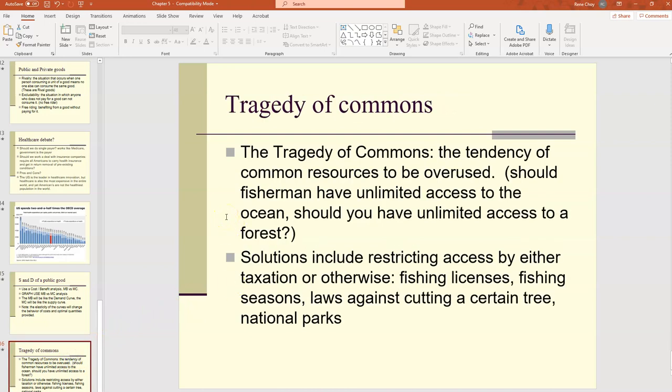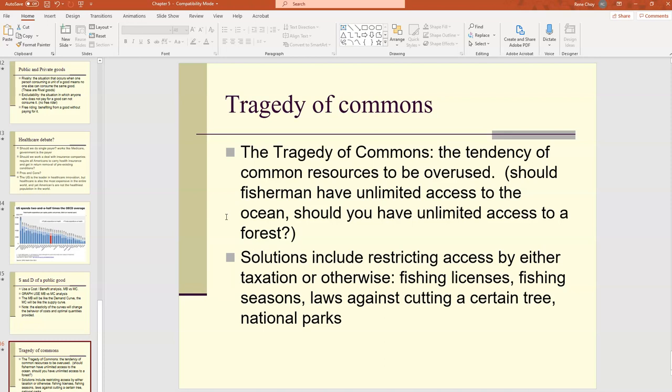One of the things that does seem to be very clear, by the way, about externalities is that common goods don't work very well. We call it the tragedy of the commons. The tragedy of the commons is a tendency of common resources to be overused. Like if you're a fisherman and you have unlimited access to the ocean, one of the problems that we have is that you may decide to overfish. And as you overfish, we need to restrict you because otherwise we run out of fish.